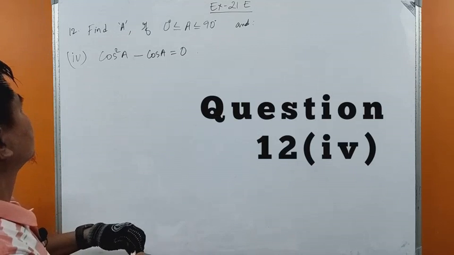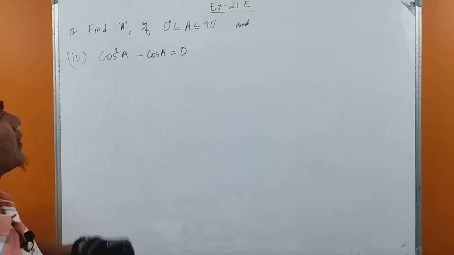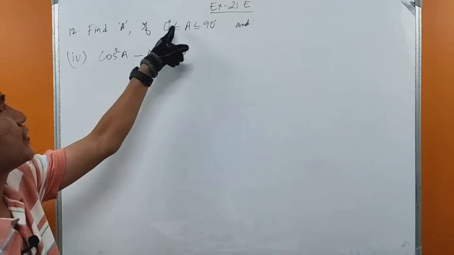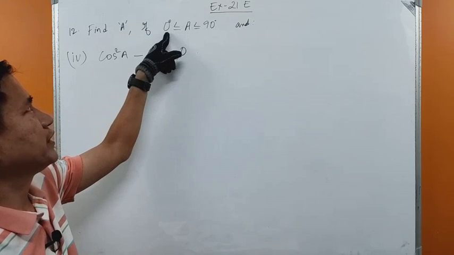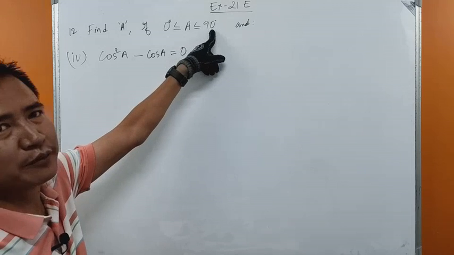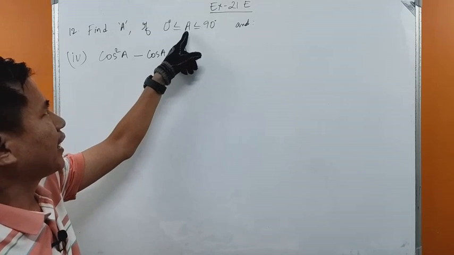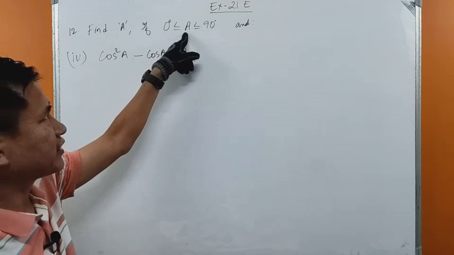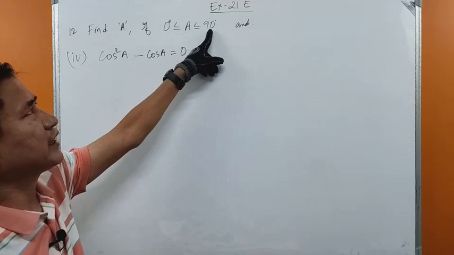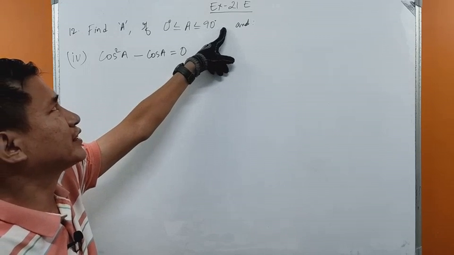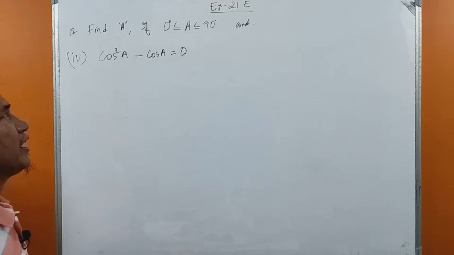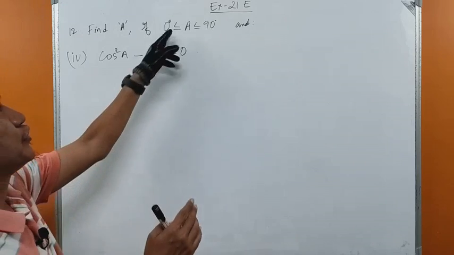4 of 12. So we are asked to find the value of angle A, and angle A lies between 0 degree and 90 degree. Angle A should not be less than 0 degree and should not be greater than 90 degree. Angle A can be 0 degree or greater than 0 degree, and angle A can be 90 degree or lesser than 90 degree, but not greater than 90 degree and not lesser than 0 degree. Angle A should lie between 0 and 90.